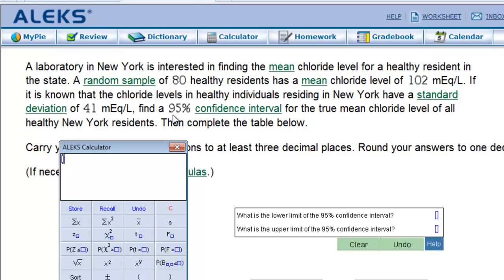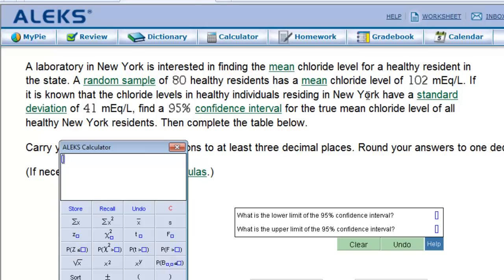So we know 95% is a z of 1.96 from the other video, but even if we didn't, we know that because there's 80 and because the standard deviation of the population is known to be 41, we're going to use a z. Sample size is bigger than 30, and the population standard deviation sigma is known. So here we go. I'm going to type it all in.